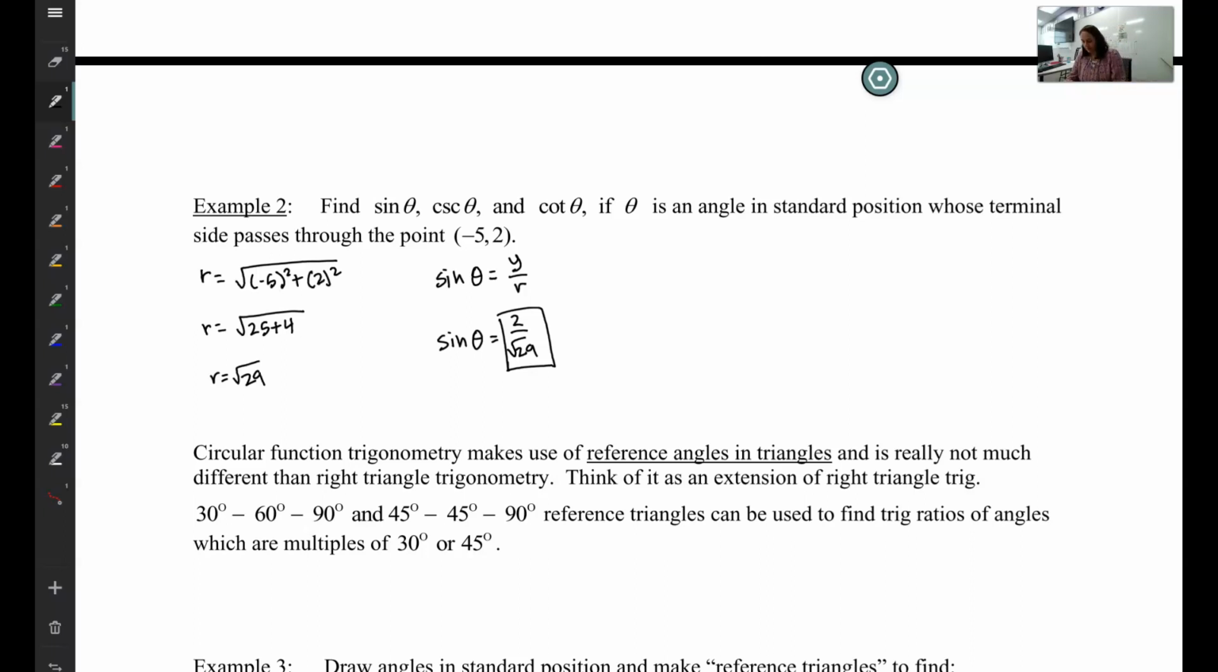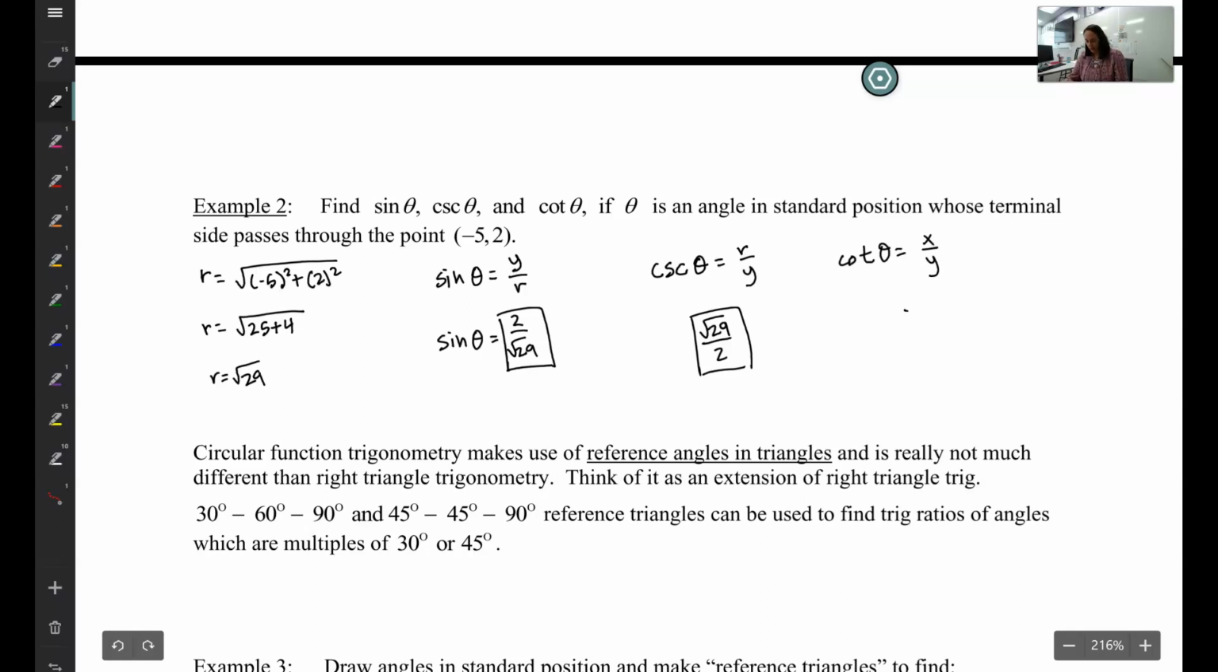So, there's that. Cosecant of theta, cosecant will be sine flipped, so r over y, which just means I flipped the one I got for sine. And cotangent of theta is tangent flipped, so x over y. So my x was -5 and my y coordinate was 2.